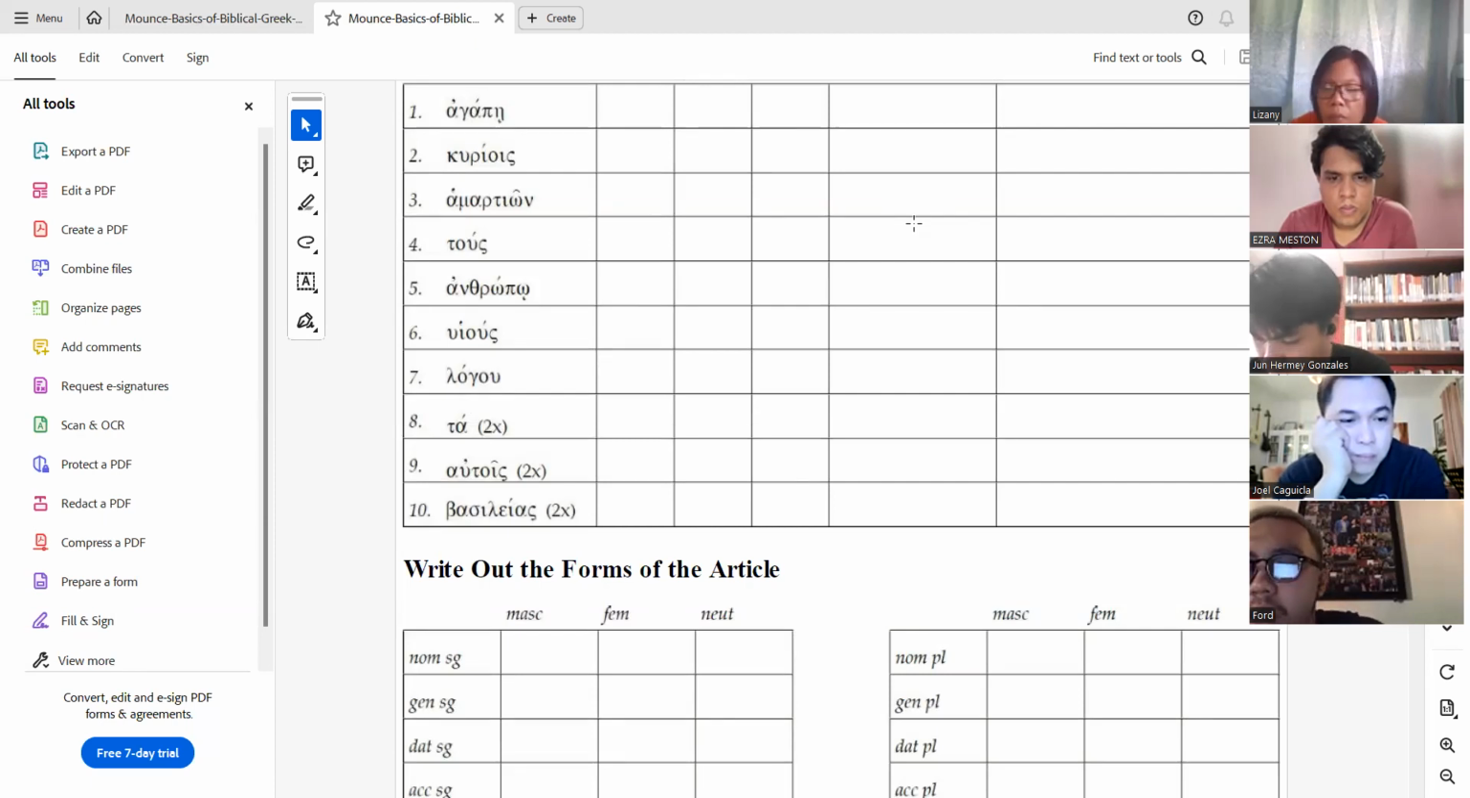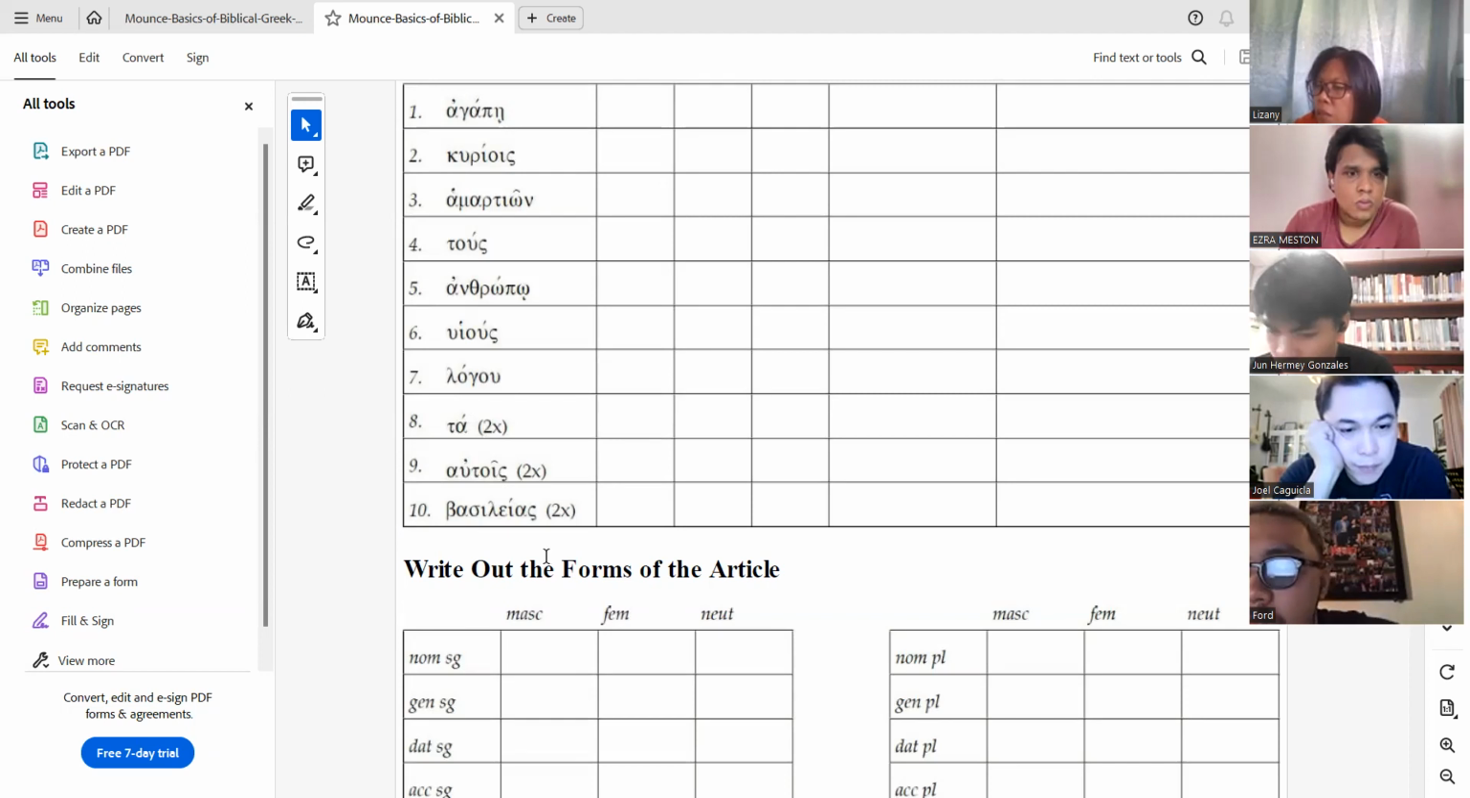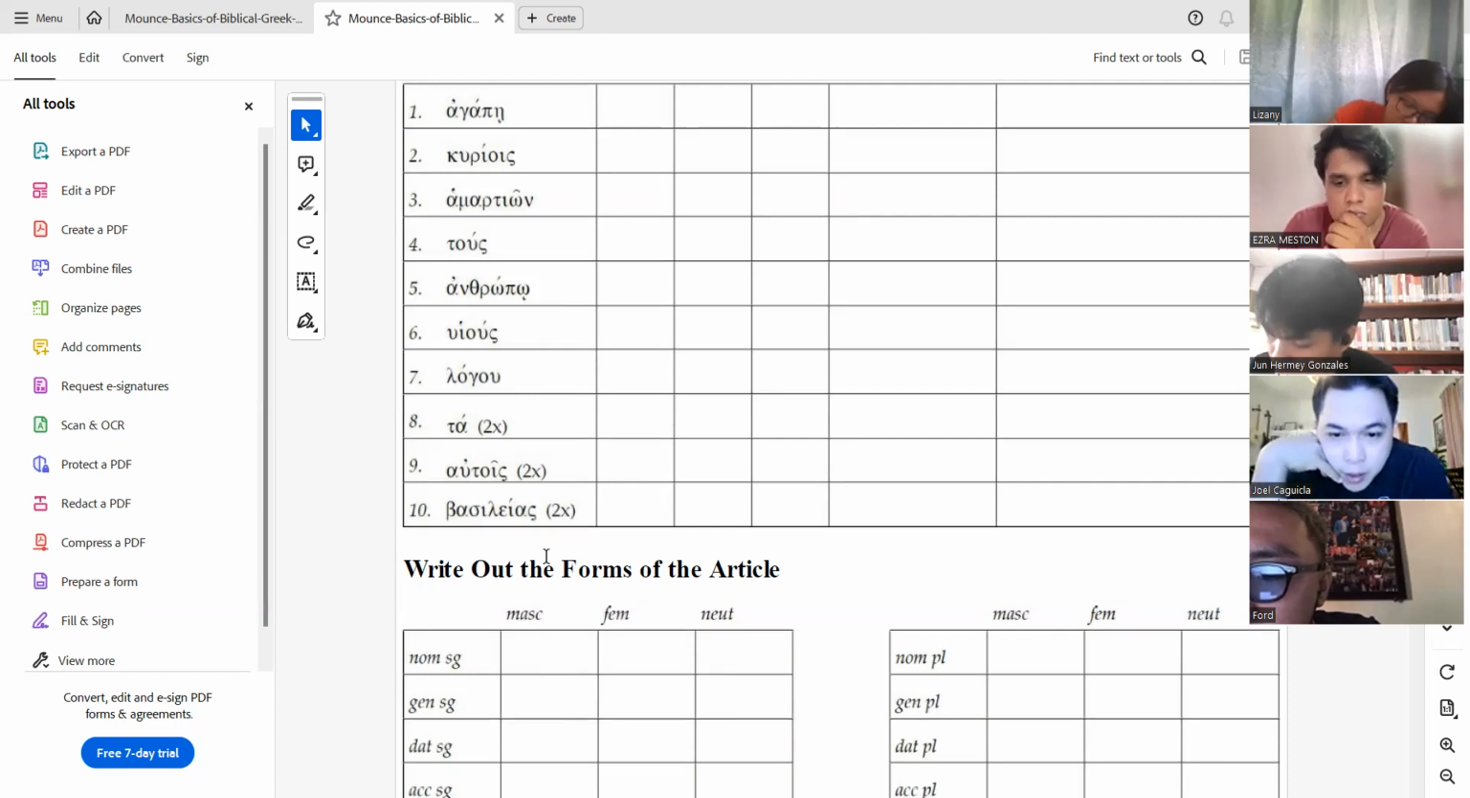Joel. Autois. Case: dative. Number: plural. Gender: masculine. Okay. Then the lexical form is autos. Autos, and then the inflected meaning is "to them," or "in or with them." Okay, thank you. Very good.